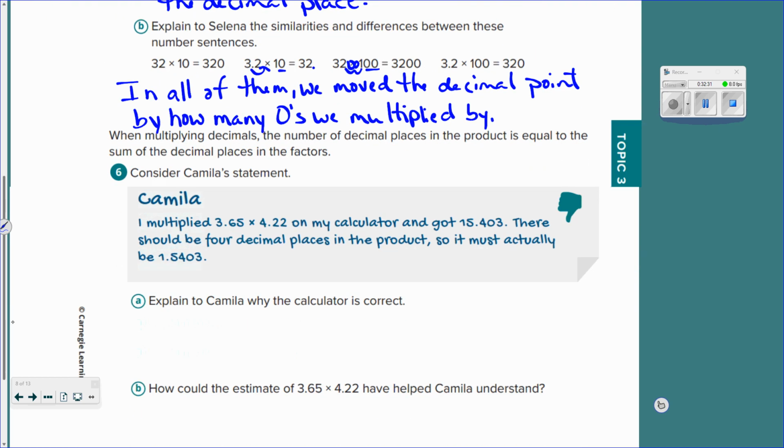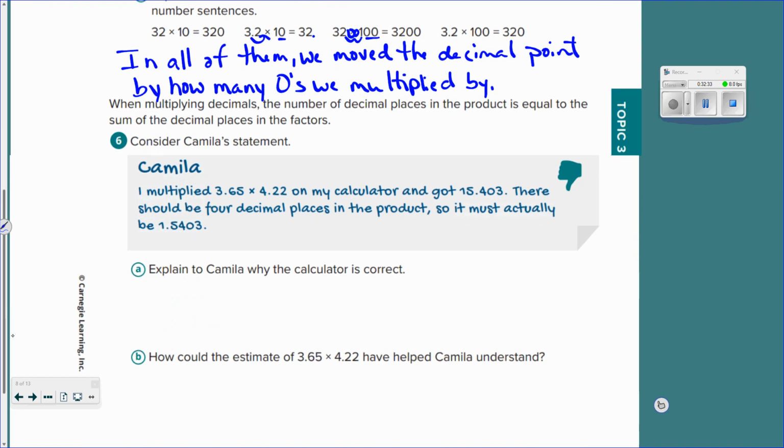Okay. Now we're going to go to Camilla. Camilla says, I multiplied these two numbers on my calculator, and I got 15.403. It should be 4 decimal places, correct? So she's saying it should actually be 15.4030. Are you saying her calculator is right, even though it only has 3 decimal places?